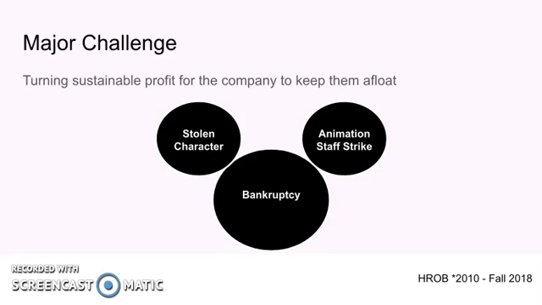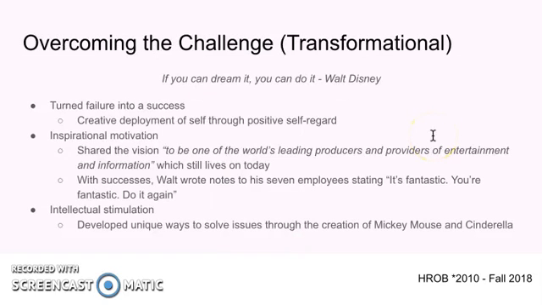So basically, the major challenge was turning a sustainable profit for the company to keep them afloat, as they kept encountering many financial issues and property right issues. Looking at transformational leadership, we can see how Walt Disney used this theory to overcome some of his failures. He used creative deployment of self through positive self-regard. He also used intellectual stimulation as it challenges followers to be innovative and creative.